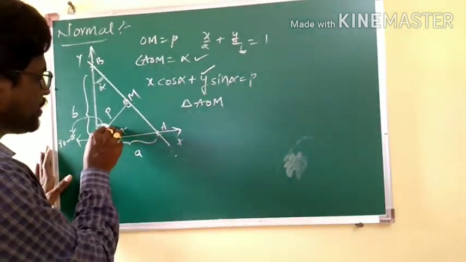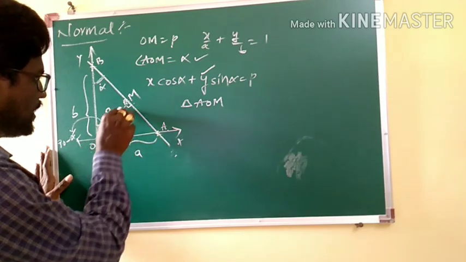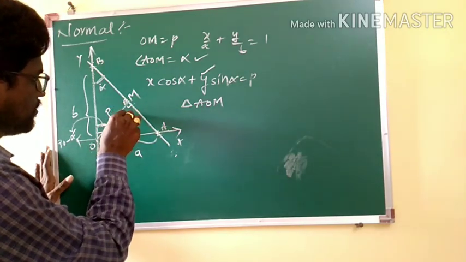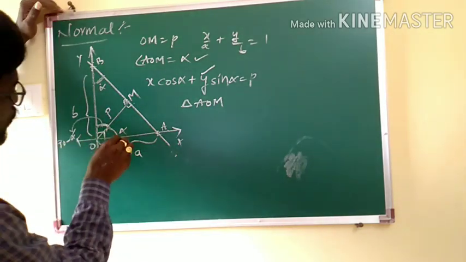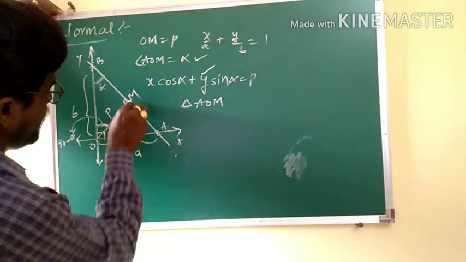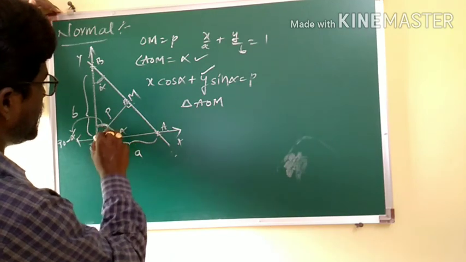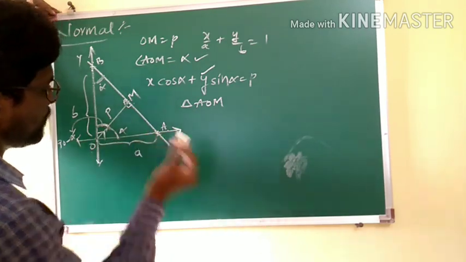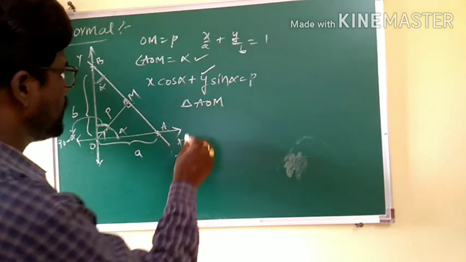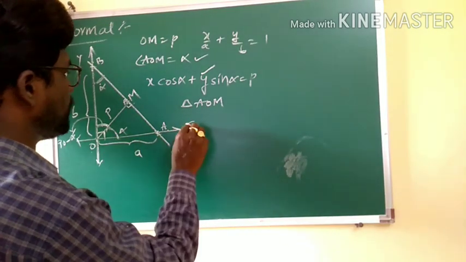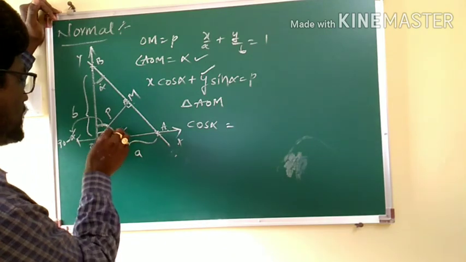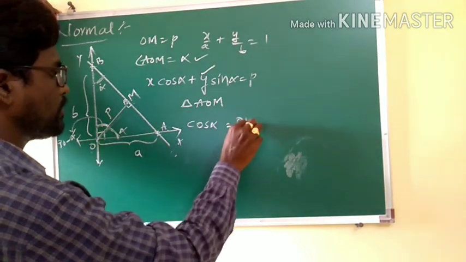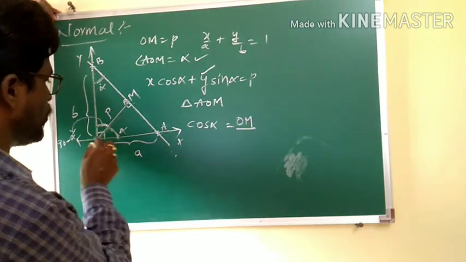If I take cos alpha, I'll get adjacent as this and this angle. For this, opposite is AM and adjacent is OM. So I'll be getting adjacent, and this is going to be hypotenuse. Therefore, in the triangle OAM, cos alpha is equal to adjacent to hypotenuse, that is OM by OA.